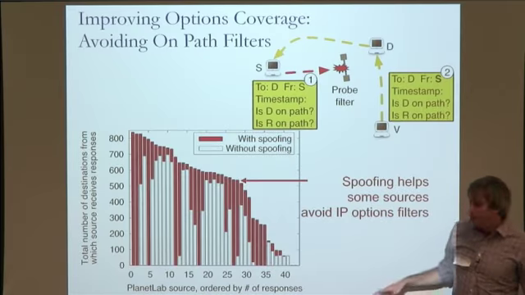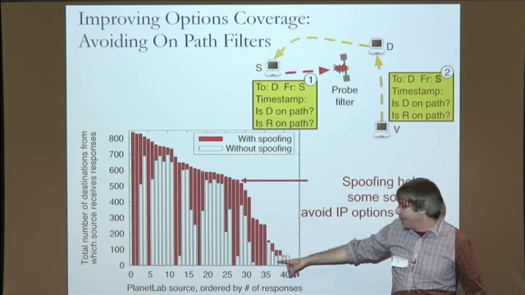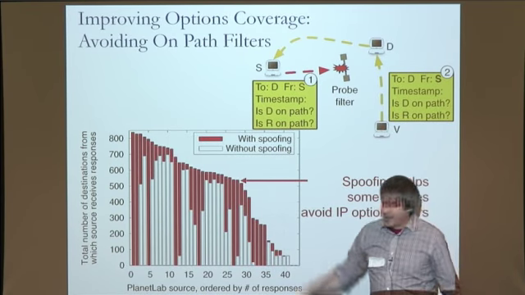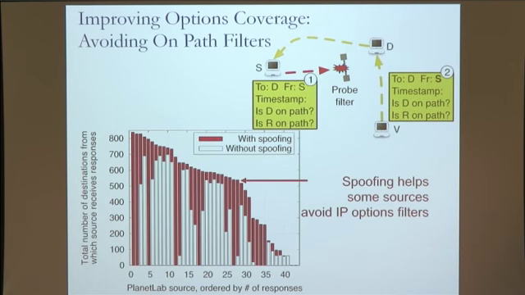This is just showing for Planet Lab nodes. The white is how much they could get on their own. The red is how much they could get with help. And so you can see in a lot of cases, using other vantage points to get you around filters actually is a really big benefit. This isn't as bad as I was thinking.